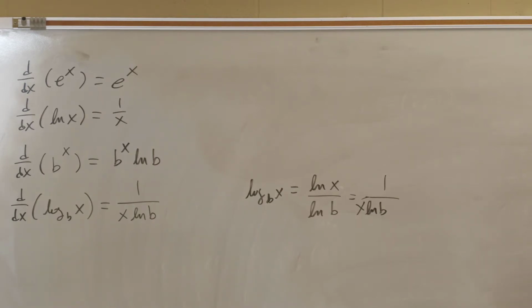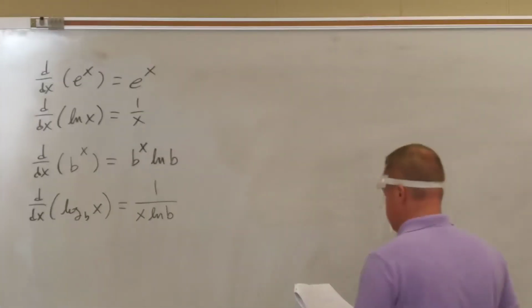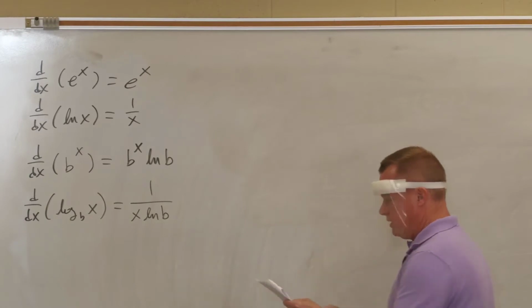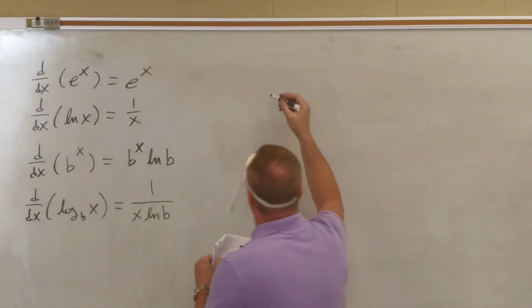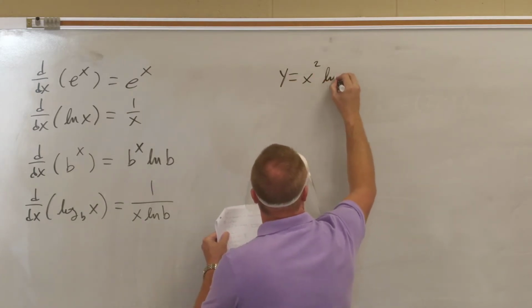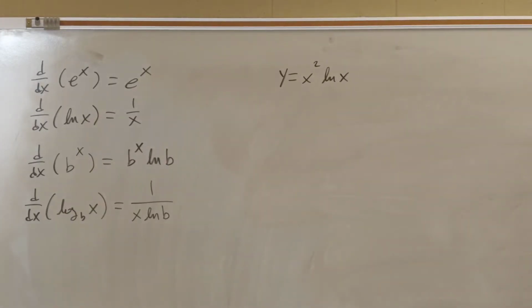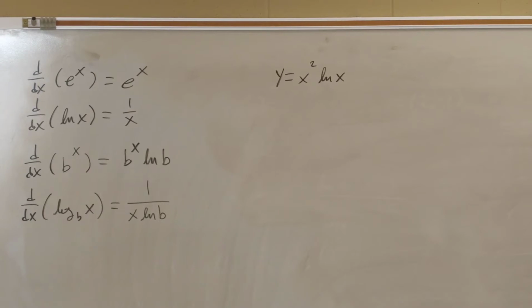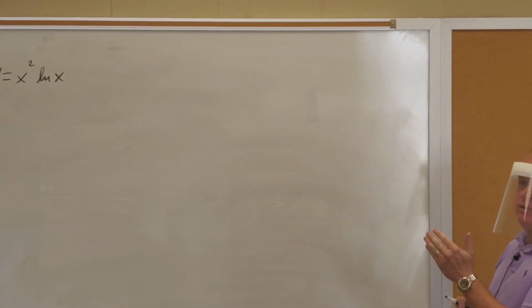Let's do some derivatives here. All these just say for now find the derivative. Let's say we've got y equals x squared ln x. Now, notice in the problem, I've got a product. I've got x squared times ln x. So to do the derivative, I've got to use the product rule.